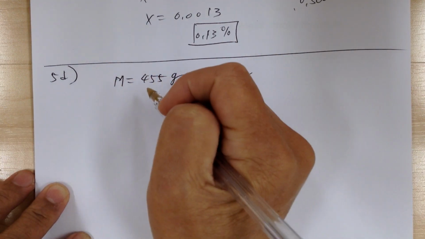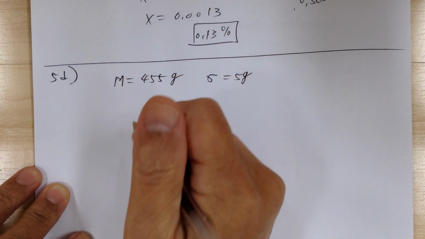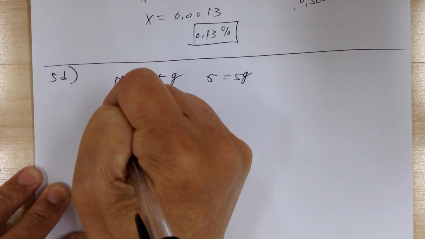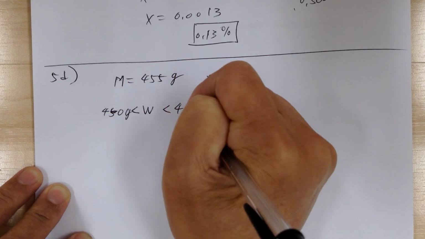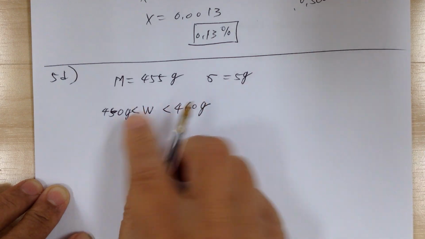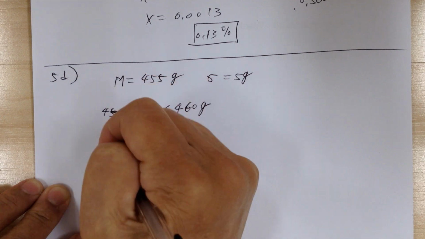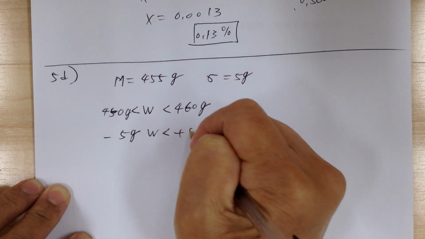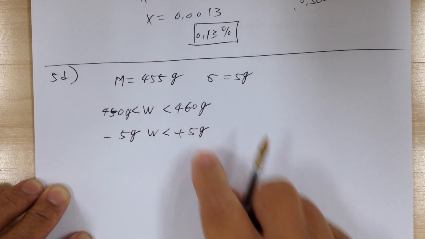Okay, so for D, you're looking for between 450 and 460. So the weight is going to be between 450 and 460. You can do it exactly the same process, right? So 450 is minus 5 grams, and 460 is plus 5 grams. This is below, this is above.